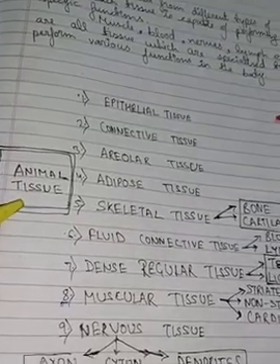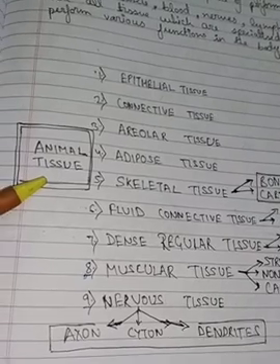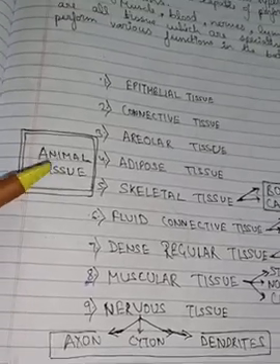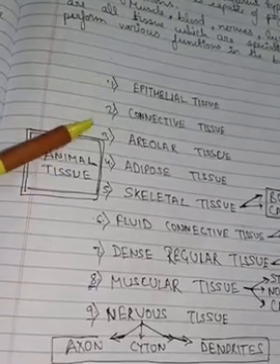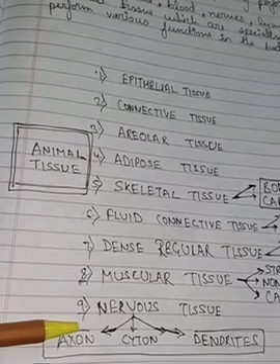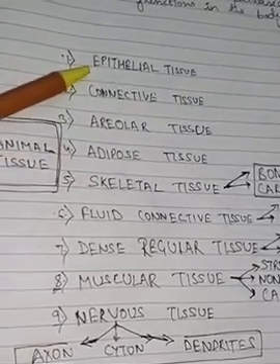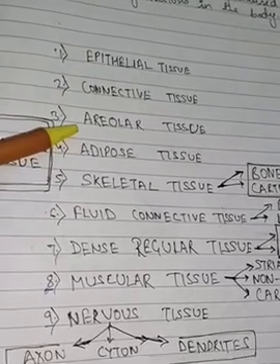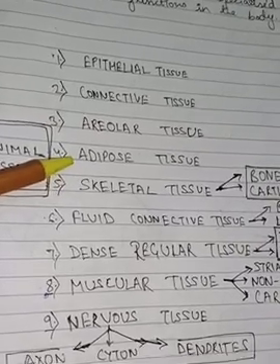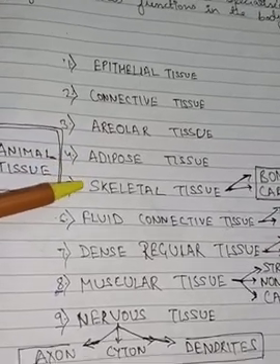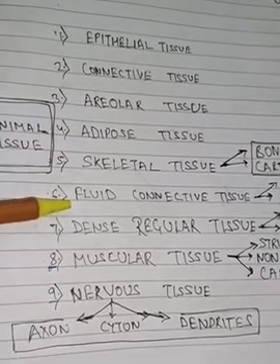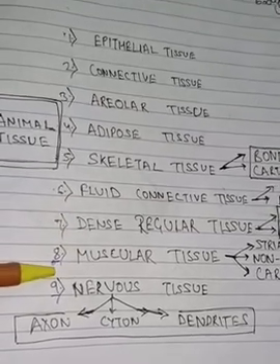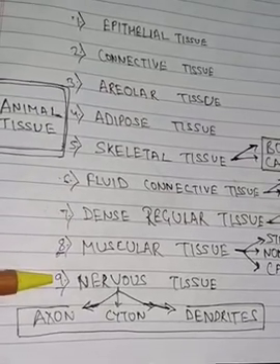Now I will show you with the help of the diagram so you will understand easily. Animal tissue is divided into 9 parts. First is the epithelial tissue, second is the connective tissue, third is areolar tissue, fourth adipose tissue, fifth skeletal tissue, sixth fluid connective tissue, seventh dense regular tissue, eighth muscular tissue, ninth nervous tissue.